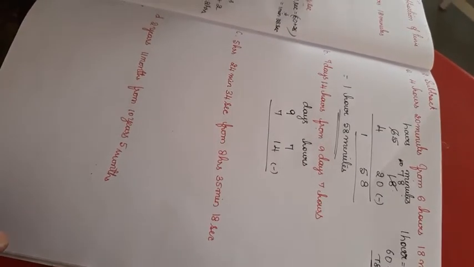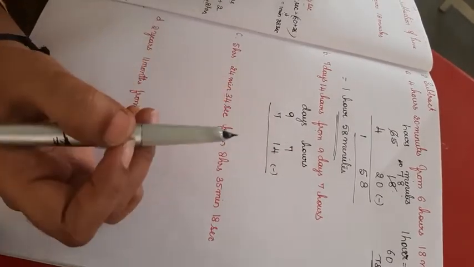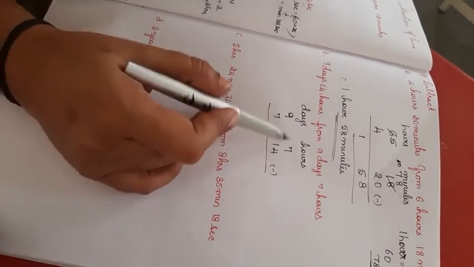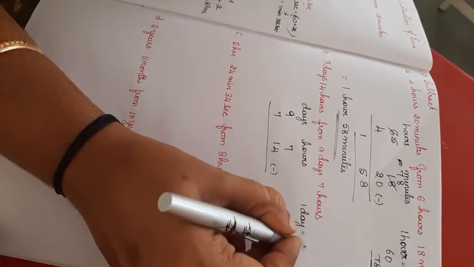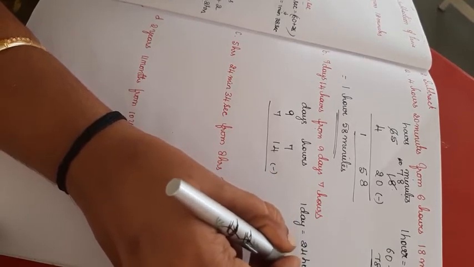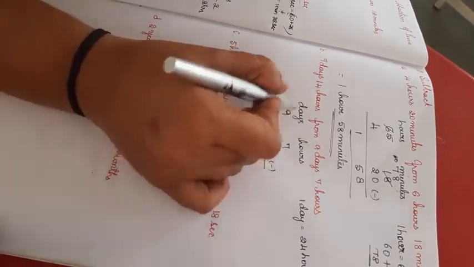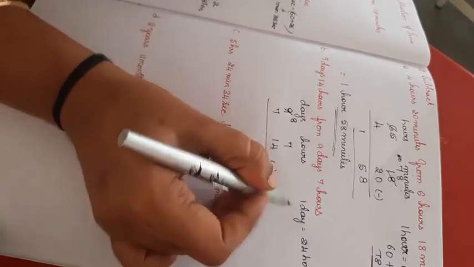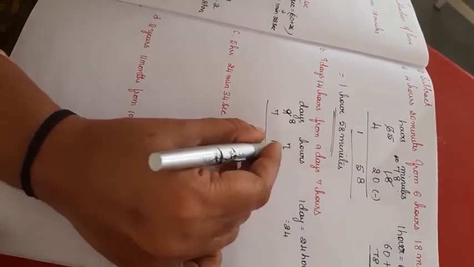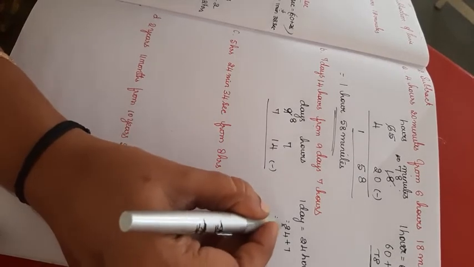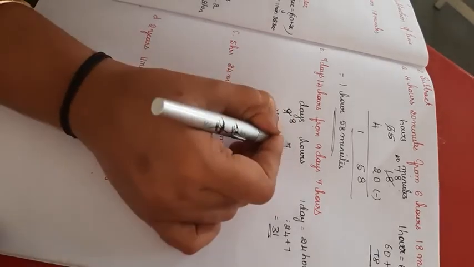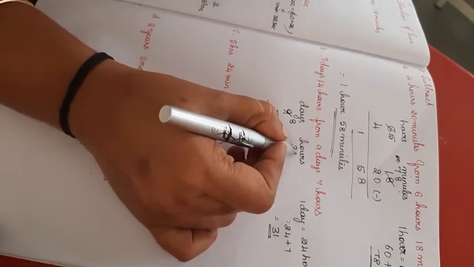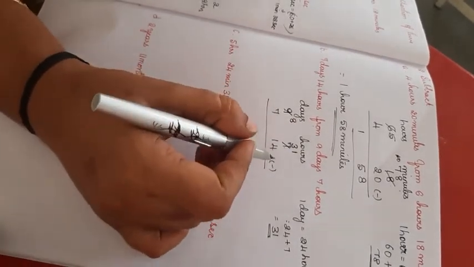Can I subtract 14 from 7? No. So what I should do? I should take borrow from here. So 1 day equals how many hours will be there? 24 hours. Right. So if I want to take here, it becomes 8. So I am borrowing 1 day. So 24, what is here already? Plus 7. So 24 plus 7 is 31. So how much I got? 31 hours. Now you should subtract from this.